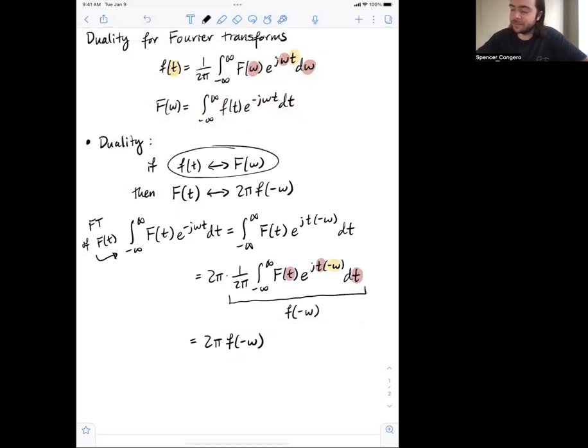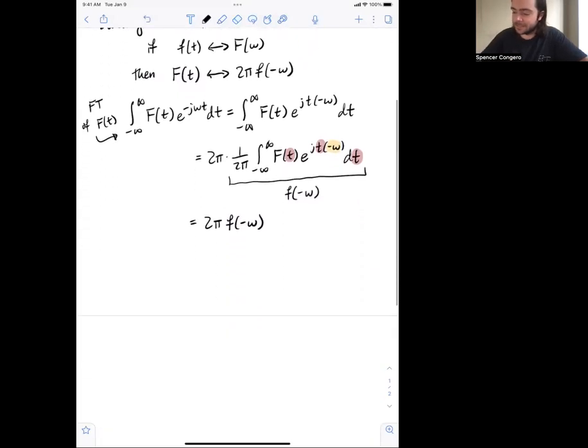You have a Fourier transform pair. What happens if we want the Fourier transform of this resulting function of omega, but treat it as a function of time? Turns out you get 2 pi f of negative omega. Okay, but because this can be a little confusing when you first see it, let's do some examples. And you'll see that we've actually already seen examples of this duality before.